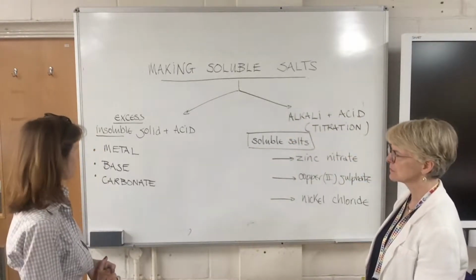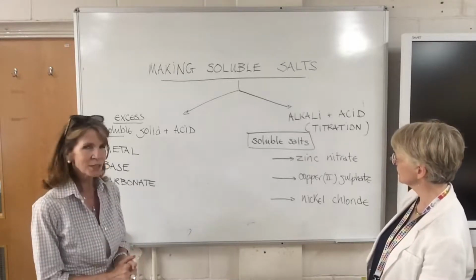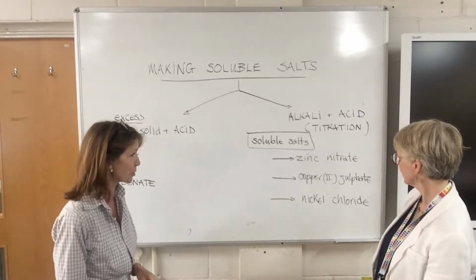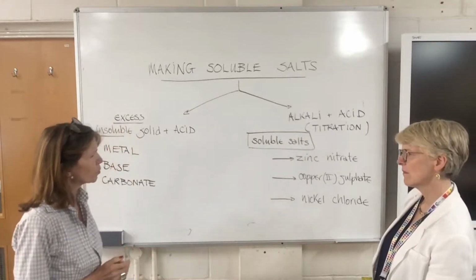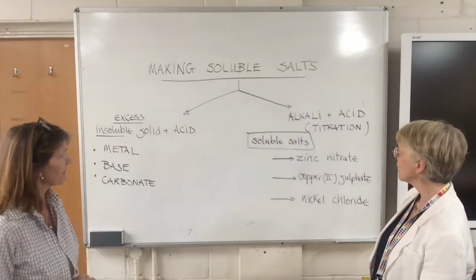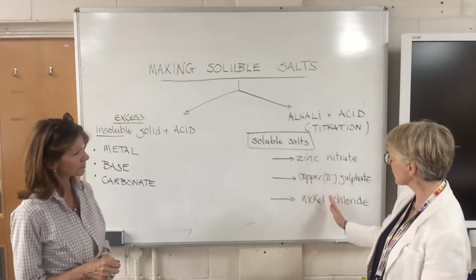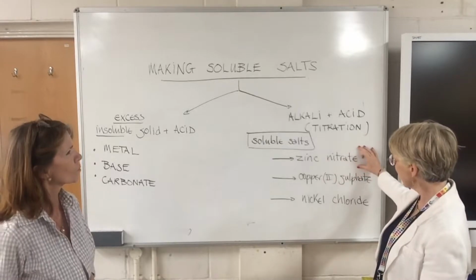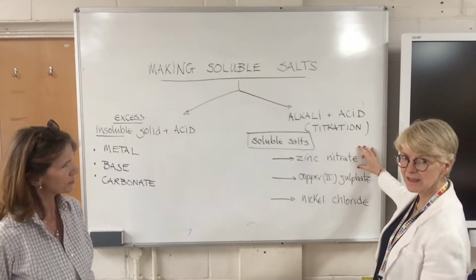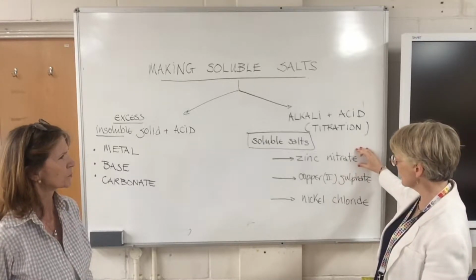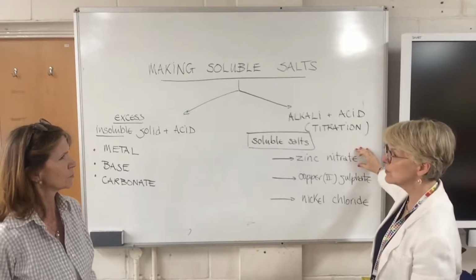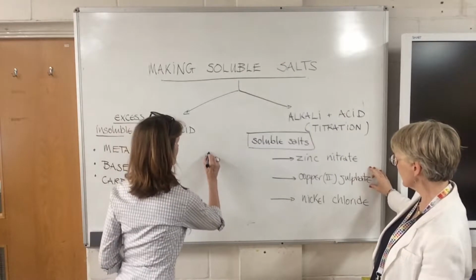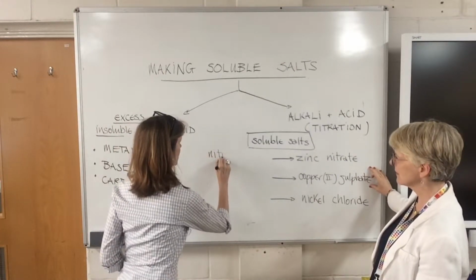Excellent. Now, if I wanted to make zinc nitrate, Dr. Bourne, what would I use? Right, you have to split up your salt and look at the first part and the second part. Look at the second part of the name first. If it's a nitrate, you're going to use nitric acid. If it's a sulfate, we'll put that in there.